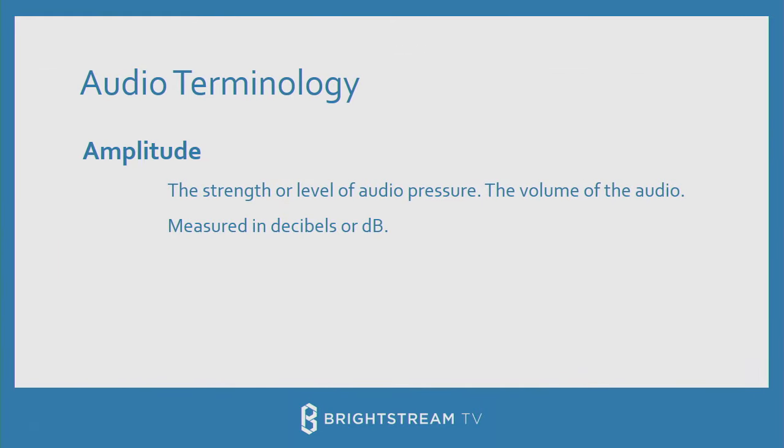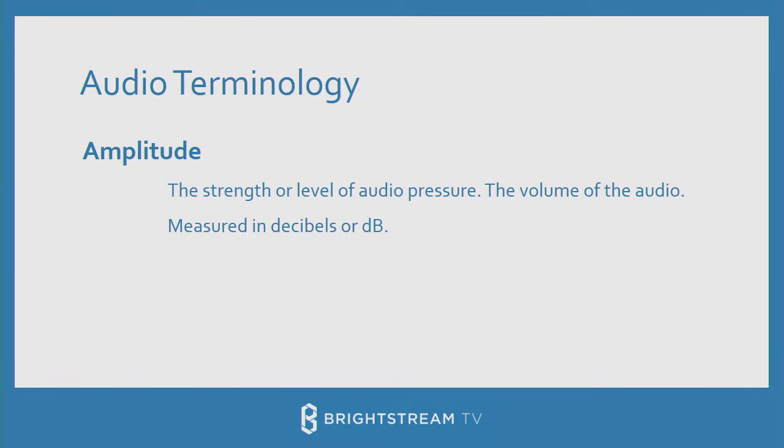Now the next term you need to be familiar with is amplitude. So this is the strength or the level of the audio pressure. So how fast that air pressure is striking our eardrums is the frequency, that's the pitch. Amplitude is how hard it is hitting your eardrum. So this is going to be, well, the volume. And this is typically measured in decibels.